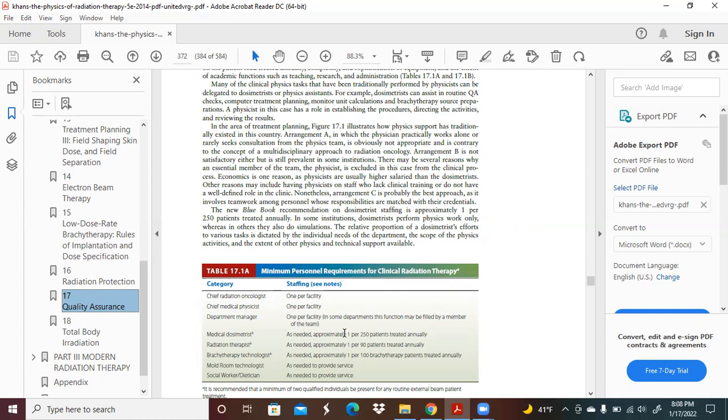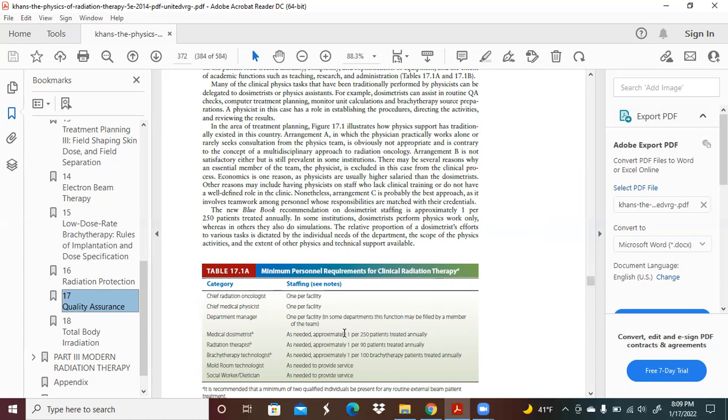Obviously, you see the recommendations there for the radiation oncologist. It's recommended at minimum at least one per facility, because you have to have their name on the license in order to be able to go forward to treat at all. A chief medical physicist, you need one person there. Department manager, usually your medical dosimetrist.